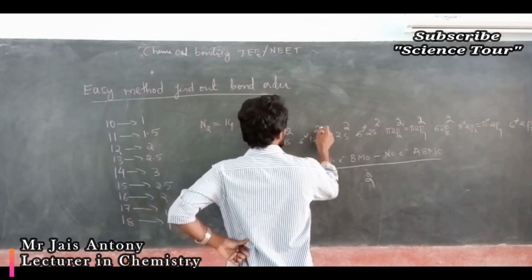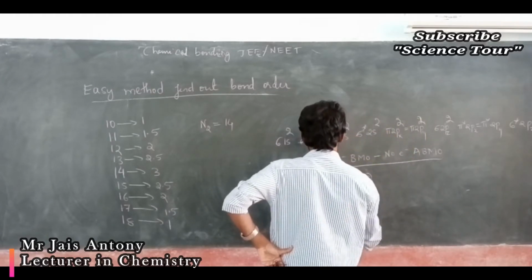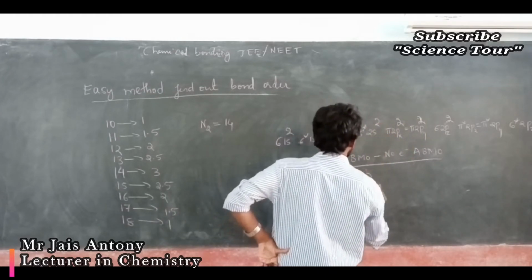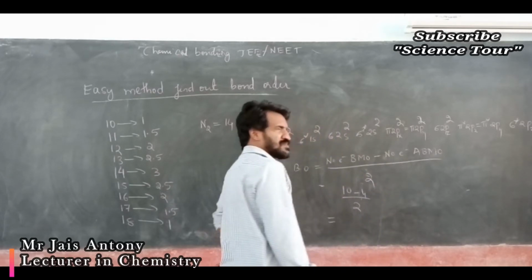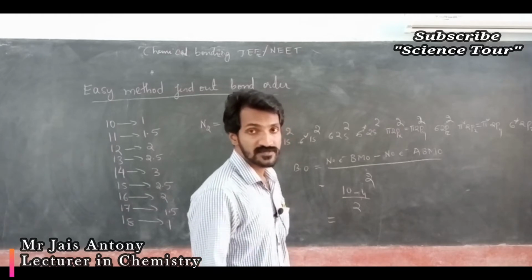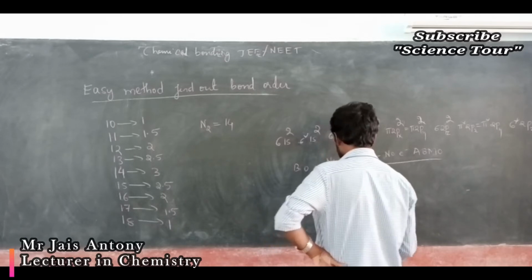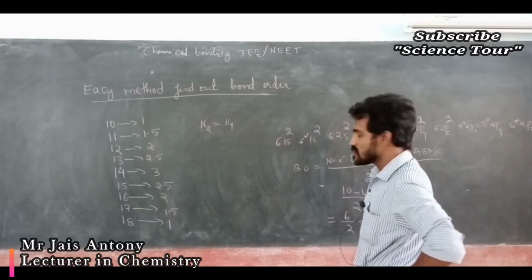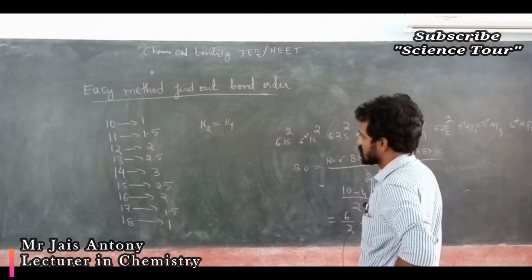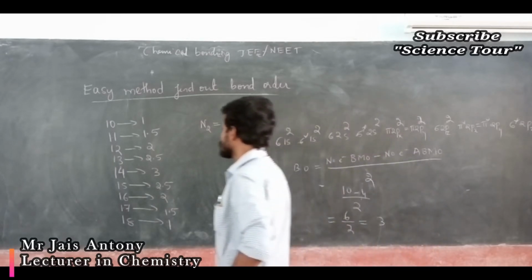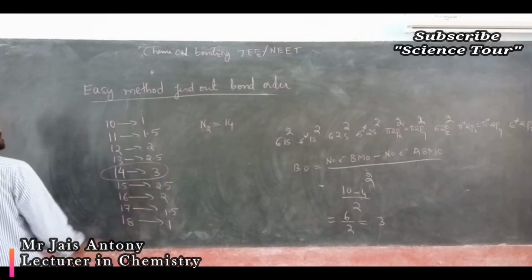Here the bonding electrons are 2, 4, 5, 6, 7, 8, 9, 10. The anti-bonding electrons are 1, 2, 3, 4. So 10 minus 4, divided by 2. 10 minus 4 is how much, my dear students? Tell me first. It is 6 divided by 2. 6 divided by 2 is 3. Correct, no? So for 14 electrons, the bond order is 3.